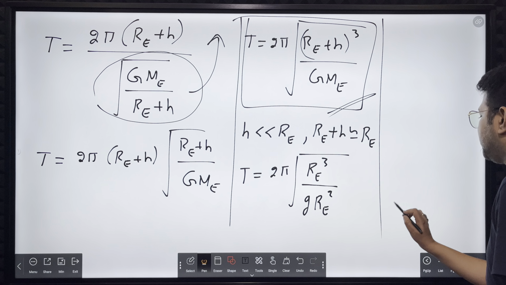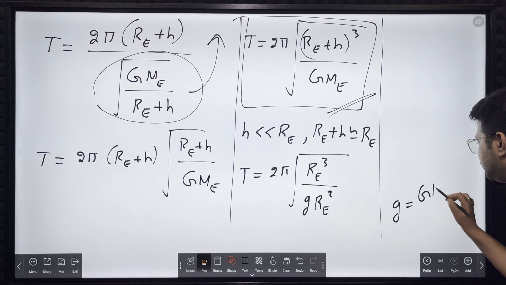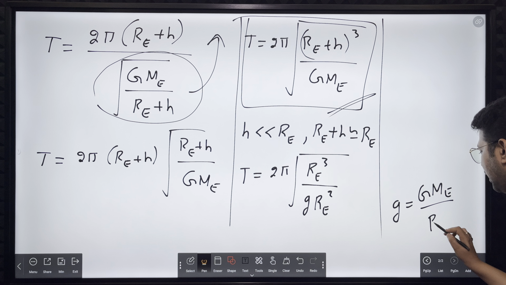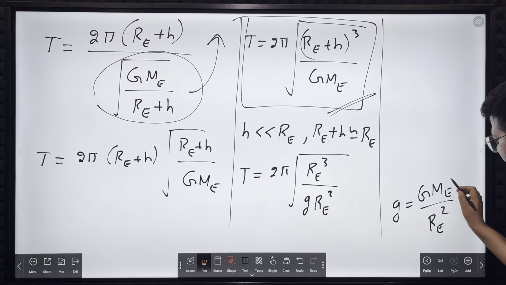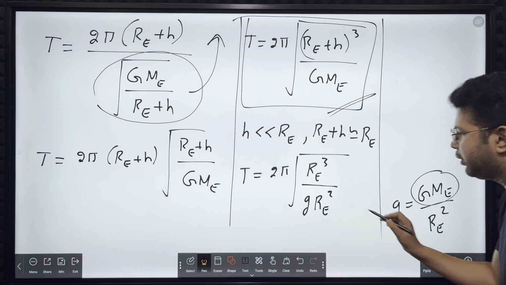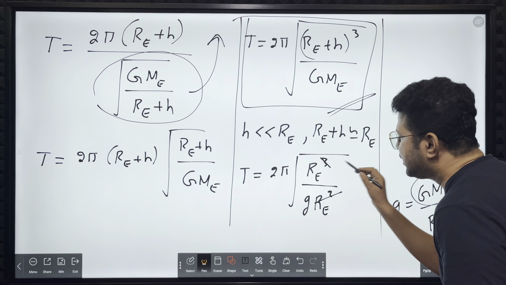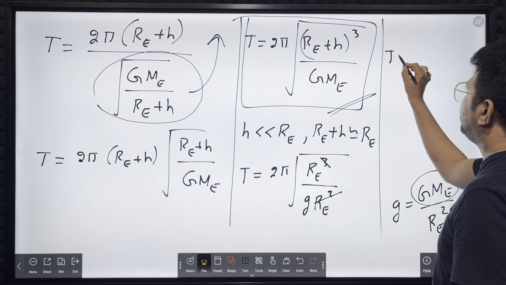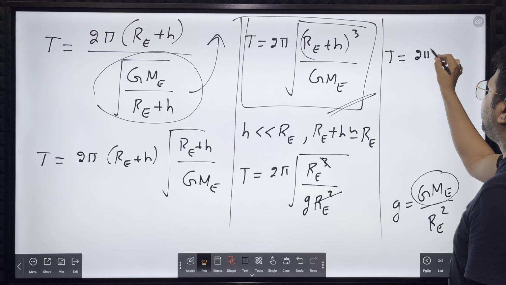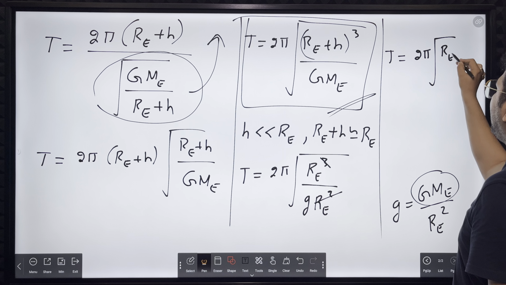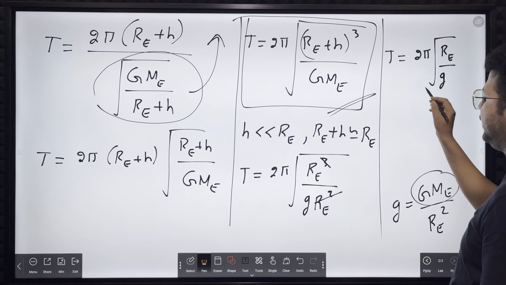Why is this? Because we know that g is equal to GMe divided by Re square. From this equation, I can write GMe equal to g Re square. Re square and Re square get cancelled, one Re remains. So time period will be equal to 2 pi into square root of Re by g.